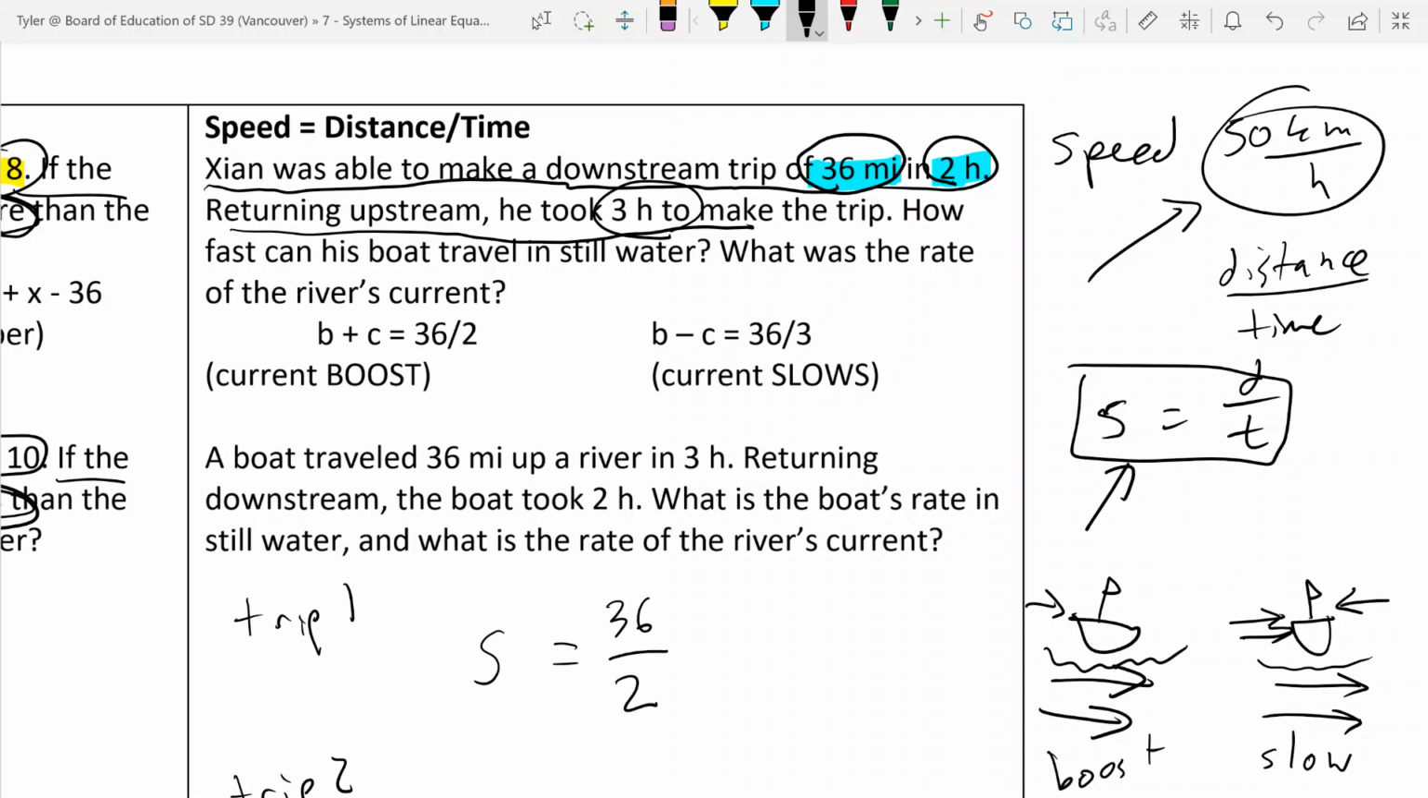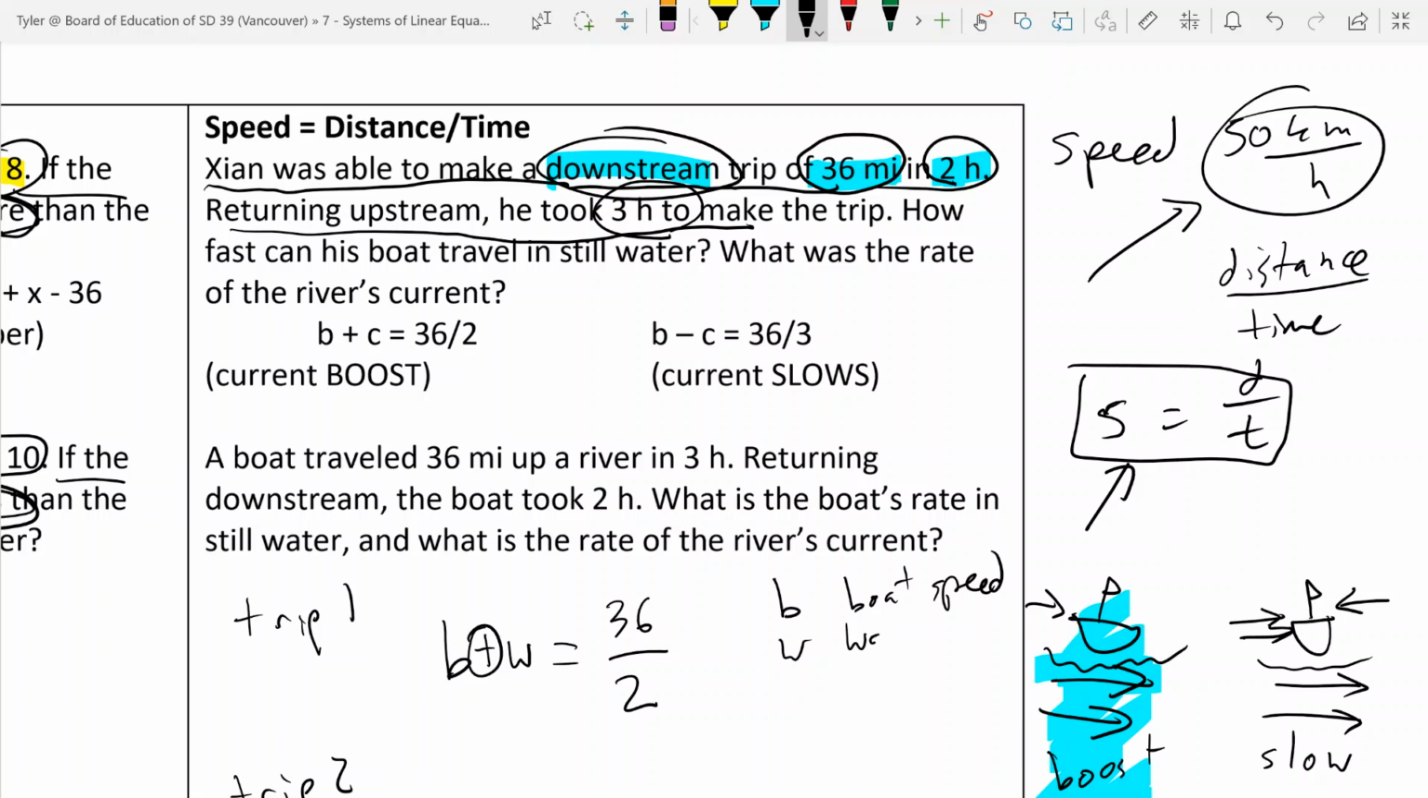Now I've got to put speed in. The problem with the speed is when he's going downstream, we've got to realize what that means. Downstream is the one where you get the boost. The water's pushing you, okay? So I'm going to do the boat speed plus the water speed, because it's the boost, it gets added. We should define our variables: boat speed and water speed.